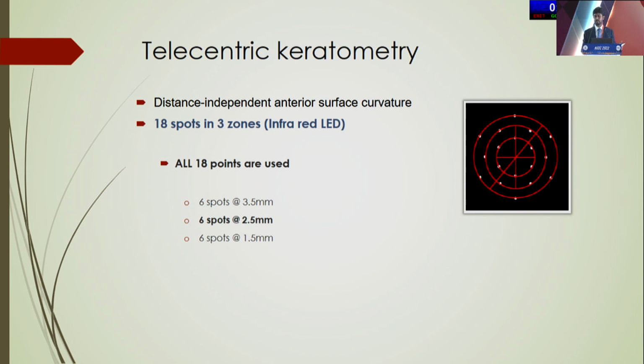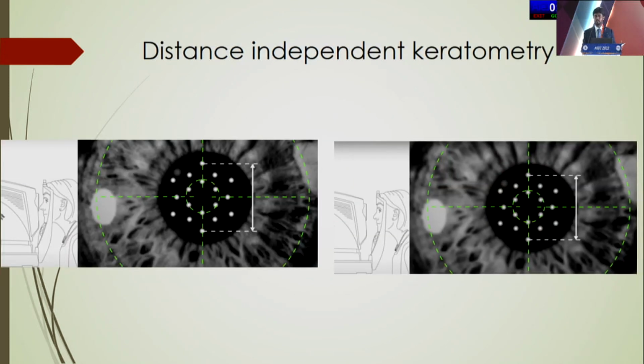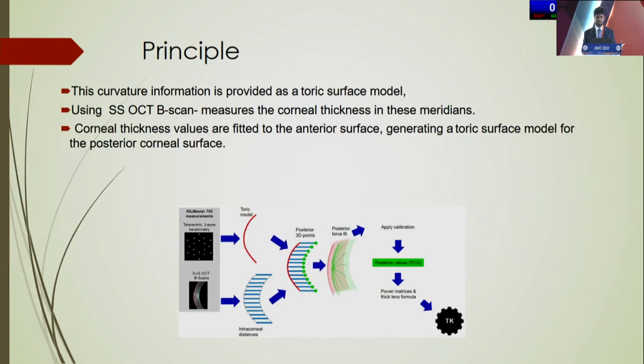We have the concept of telecentric keratometry in certain equipments, mainly the IOL 700, where even if the patient's head is decentered a little, the equipment takes that into consideration and gives us fairly accurate values.